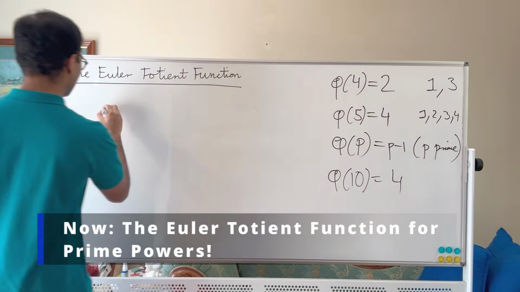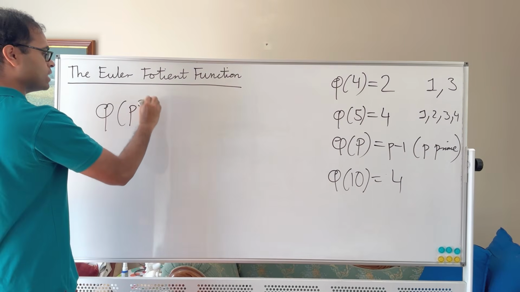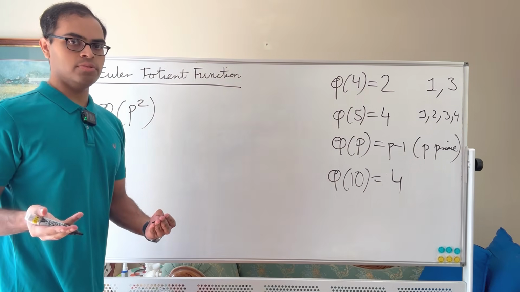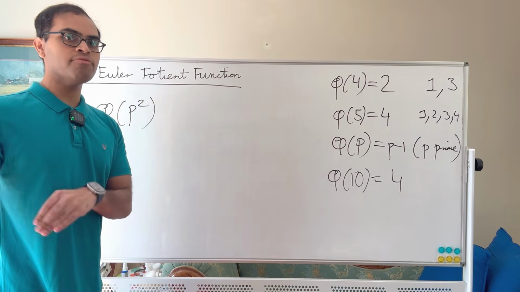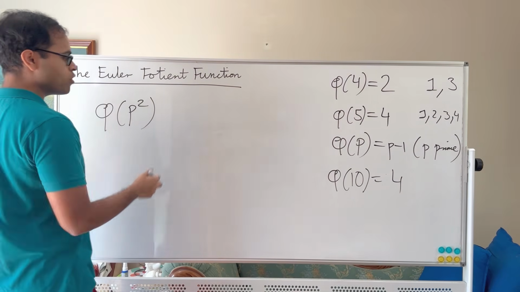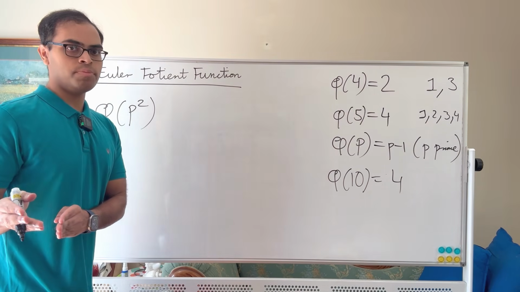What about phi of p squared if p is a prime number? How do you calculate that? So we're going to get some insights while we do this. We're not just calculating it, we're paving the way for our theorems. So what are the numbers from 1 through p squared that are relatively prime to p?